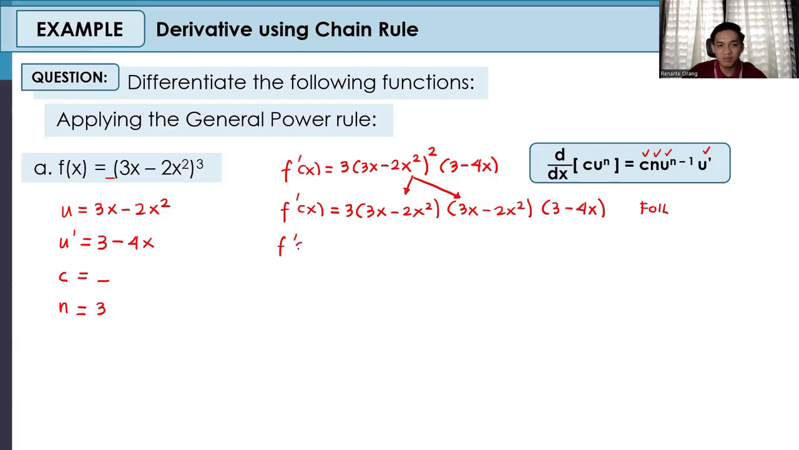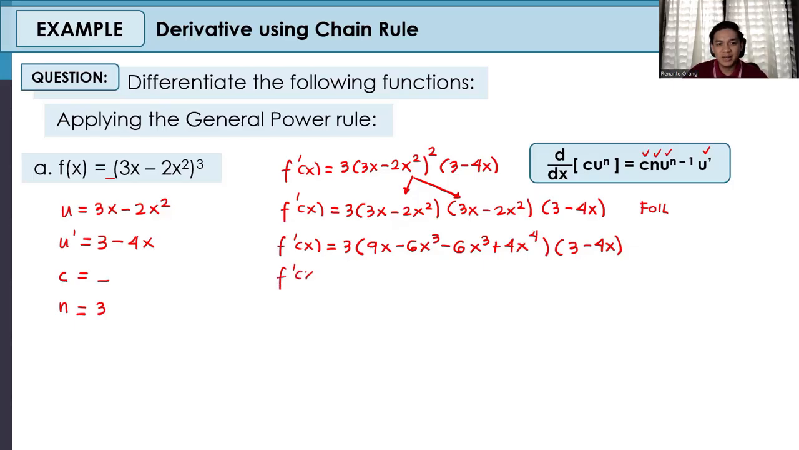That is equivalent to f prime of x equals 3. Tapin natin, 3x times 3x is positive 9x. 3x multiplied by negative 2x squared is negative 6x cubed. Next is negative 2x squared times positive 3x. That is another negative 6x cubed. And negative 2x squared plus negative 2x squared is positive 4x raised to 4. Then copy-paste natin to 3 minus 4x.